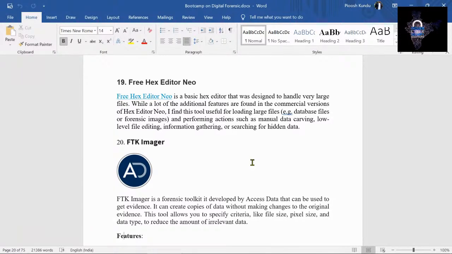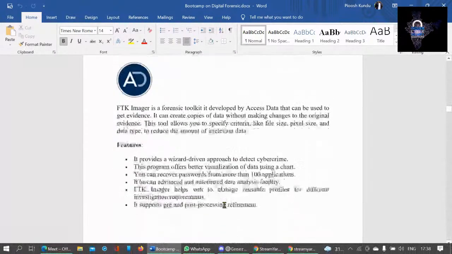FTK Imager is a forensic toolkit developed by AccessData. It is used to acquire evidence. You can create copies of the data so that changes are made on the copies and not on the original evidence. It also allows you to specify criteria like file size, pixel size, and data type to reduce the amount of irrelevant data.